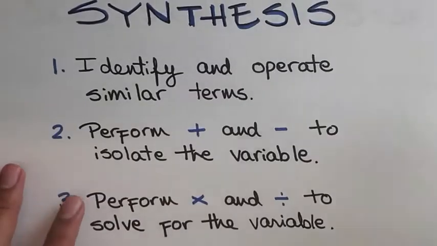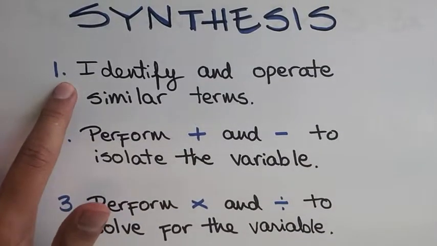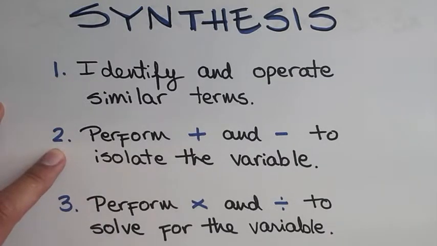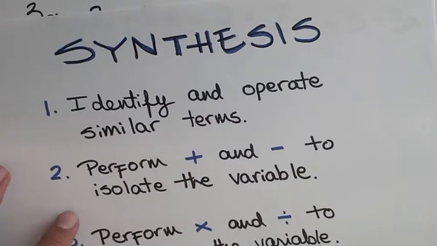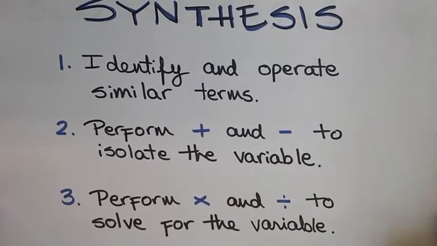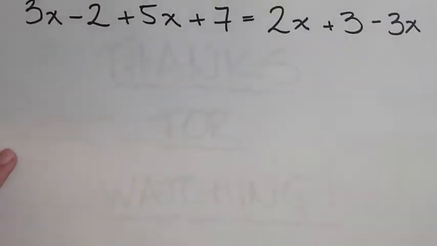Now, a small synthesis. Our first step is to identify and operate similar terms. Our second step is perform addition and subtraction to isolate the variable. And the third and last step is to perform multiplication and division to solve for the variable. Let's apply once again this same scheme for our last example.